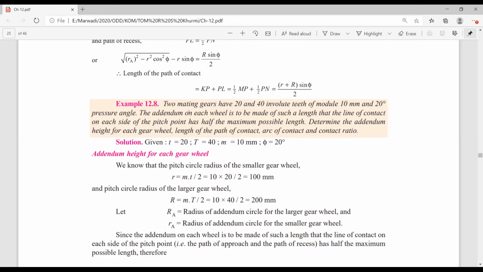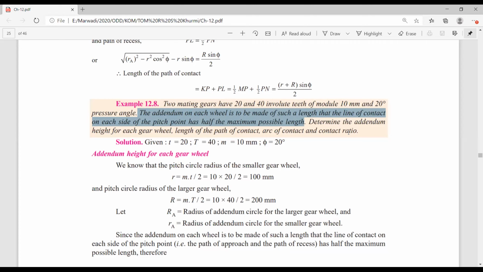Okay, a little bit of change is there in this numerical, compared to the previous numerical. What is the change? The change is this line. This is the very important line in this numerical. Just read it out. The rest of all these things are similar to the previous numerical.